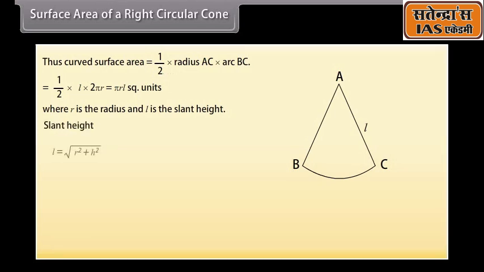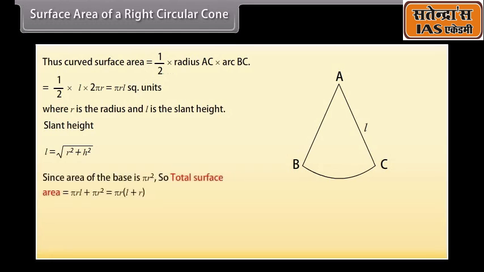And slant height L is equal to square root of r square plus h square. Since area of the base is pi r square, the total surface area is equal to pi r L plus pi r square, which is equal to pi r into L plus r.